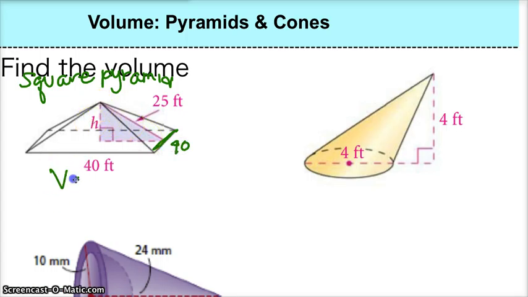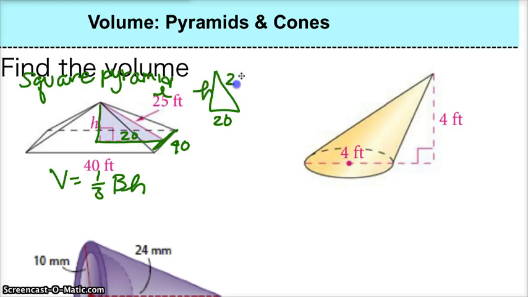The volume is 1/3 capital B H. H here is unknown, but they did give me the slant height. I can figure this out: it's half of this base, so I use the Pythagorean theorem. There's a 20, and I need to find the height, but they gave me the slant height. 20 squared plus h squared equals 25 squared. When I did that, I got an h value of, let me calculate it one more time, 25 squared minus 20 squared. Yep, h is going to be 15.